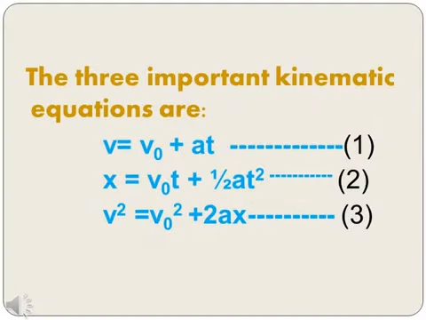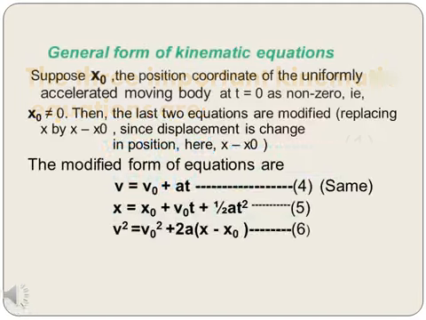The three important kinematic equations are: the first one is v is equal to v0 plus at, the second one is x is equal to v0t plus half at square, and the third one is v square is equal to v0 square plus 2ax. You must study these equations.